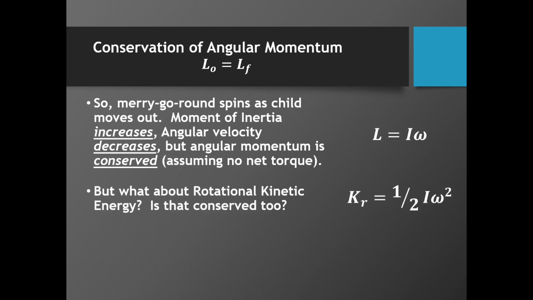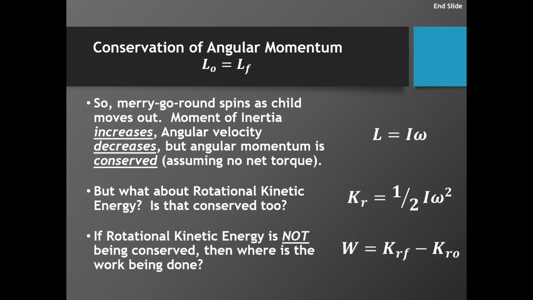But what about kinetic energy, rotational kinetic energy? Is rotational kinetic energy also conserved? Well, if you look at the equation itself, we got moment of inertia times angular velocity. That's going to be conserved. But then kinetic energy is 1/2 times moment of inertia times angular velocity squared. So if I have half the moment of inertia and I double my angular velocity, then that means I'm going to have 1/2 times 2 squared, which is going to be 1/2 times 4. So I'm going to have twice the rotational kinetic energy. So rotational kinetic energy is actually not going to be conserved in this instance.